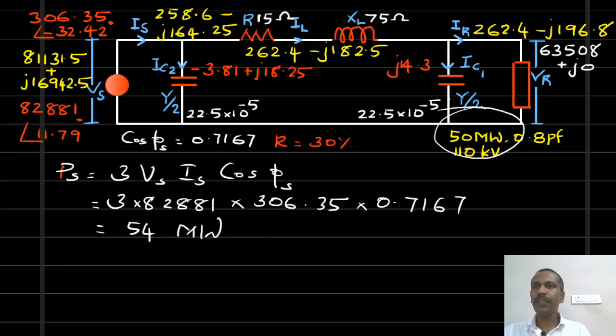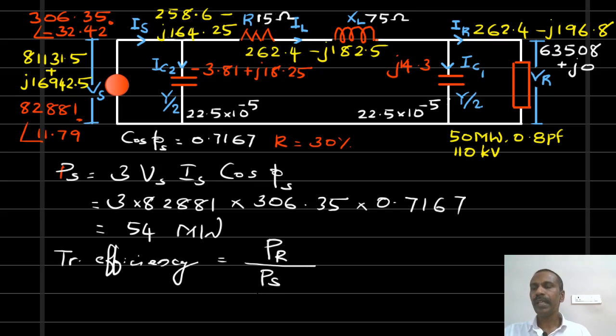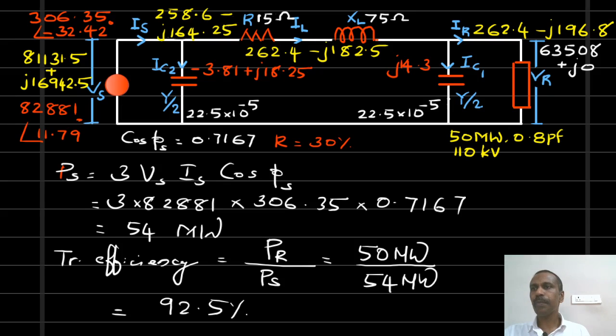The receiving end power is 50 megawatt. The transmission efficiency equals output power or the receiving end power divided by the input power or the sending end power. So this is equal to the receiving end power, 50 megawatt, divided by the sending end power, 54 megawatt. So efficiency equals 92.5%.